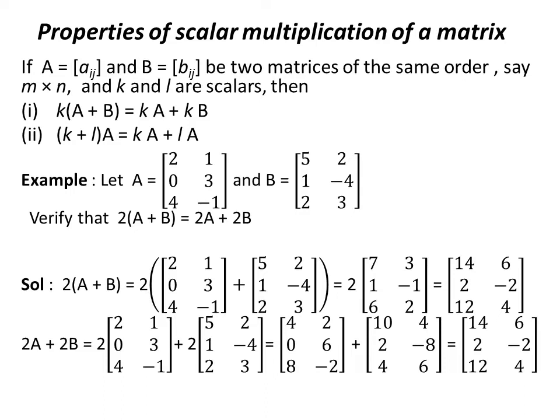For the right hand side, first we find 2A. For that, multiply each element of matrix A by the scalar 2. And then multiply each element of matrix B by the scalar 2. To find 2A plus 2B, add the corresponding elements of the matrices 2A and 2B. We get a new matrix with elements 14 and 6, 2, minus 2, 12 and 4. So students, you can see first we add the matrices and then multiply by the scalar, or first we multiply the matrices by the scalar and then add the matrices. We always get the same answer.